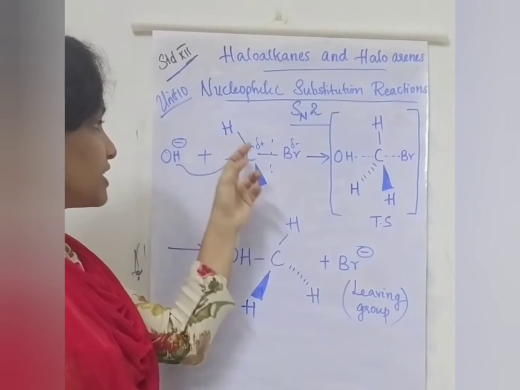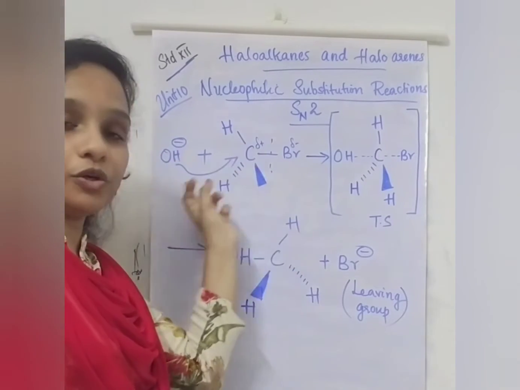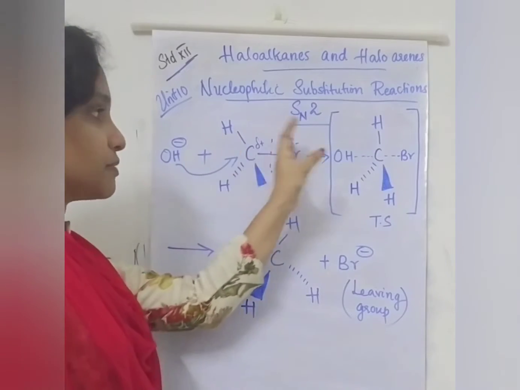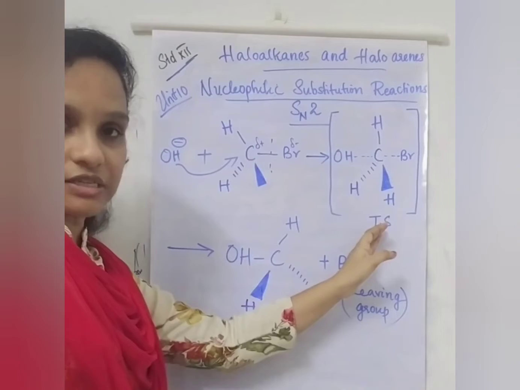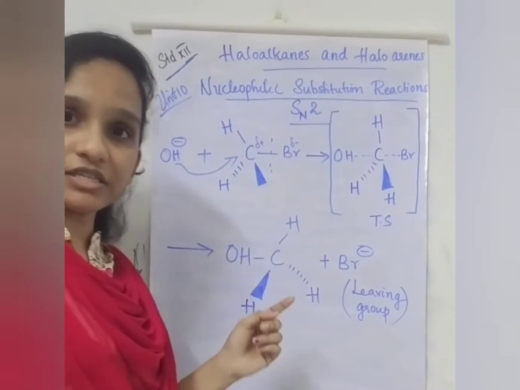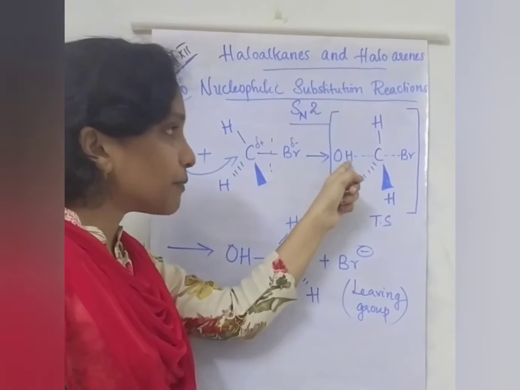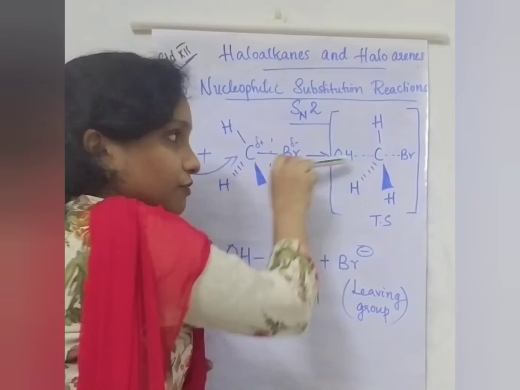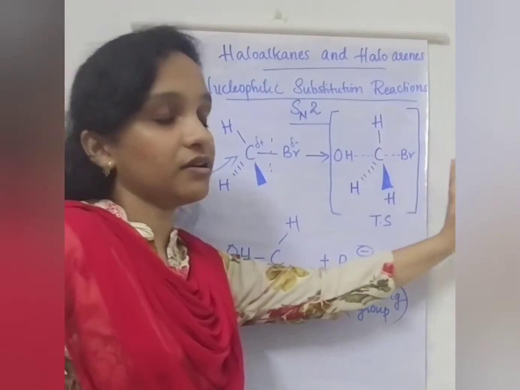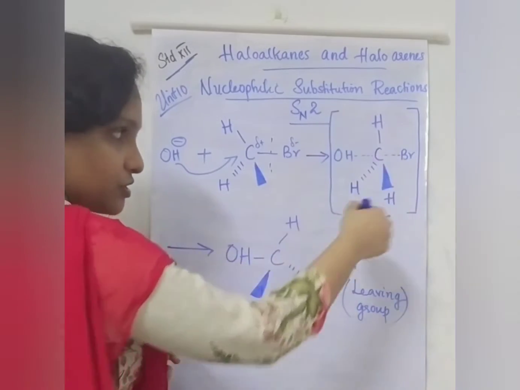Now when OH minus attacks this carbon, it is trying to form a bond with carbon. At that time, this C-Br bond will break. Now it forms a transition state. In the transition state, the carbon is simultaneously bonded to the incoming nucleophile, that is, the nucleophile is coming over here, and also the outgoing leaving group. We know that Br is the leaving group. So that is a transition state.